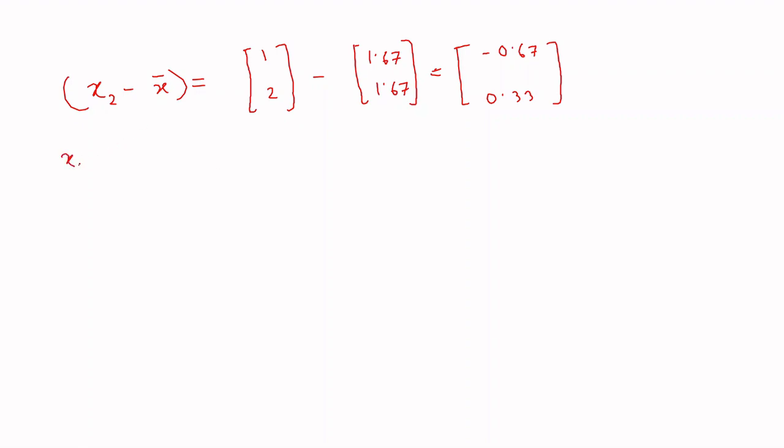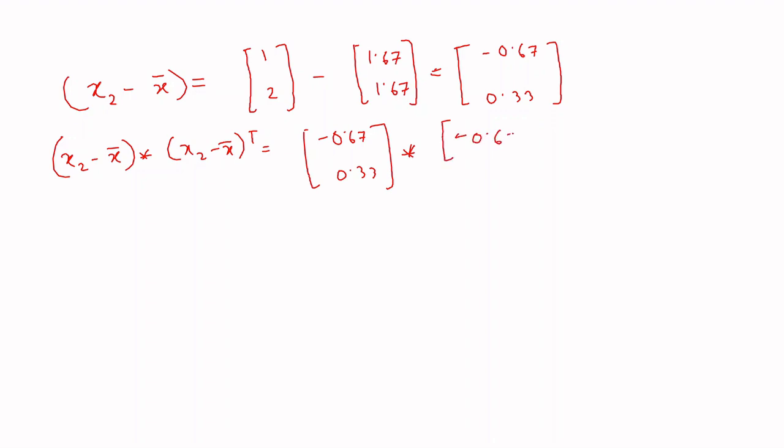So now I will take the transpose and do the matrix multiplication, x2 minus x bar times its transpose. So it will be minus 0.67, 0.33 multiplied by the transpose, minus 0.67 and 0.33. Again, as I told, this is a 2 by 1 matrix and this is a 1 by 2 matrix, so it is compatible for matrix multiplication. The final matrix will be of size 2 by 2.